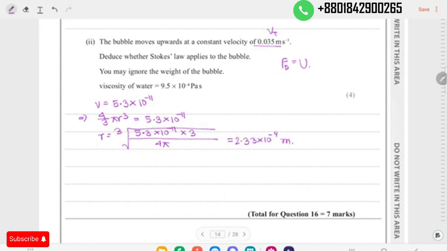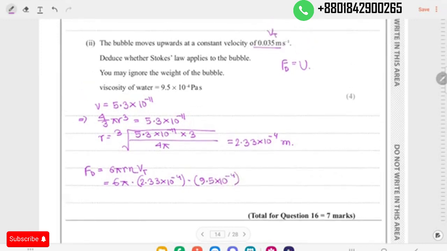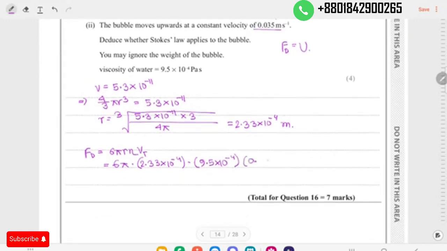Okay, so now you have the radius, you have the value for viscosity, velocity, 6 pi. So you can easily calculate the drag force. So F drag is 6 pi r eta v term. So 6 is 6, pi is again pi, r is 2.33 × 10^-4. Eta is 9.5 × 10^-4. And v term was provided as 0.035. All these things are multiplied with each other. So if you multiply it, that will reveal the final answer.